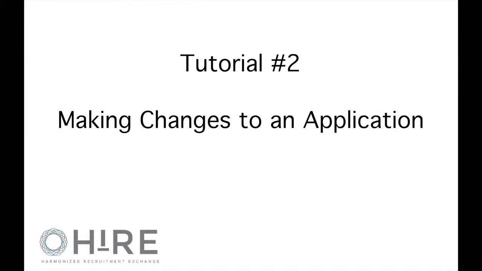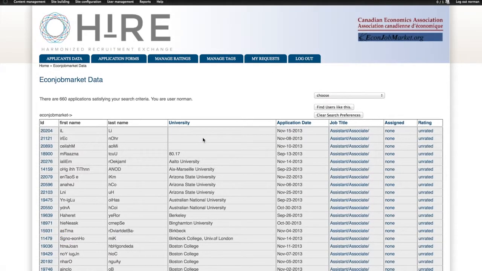In this tutorial, we're going to learn how to manipulate an existing database in order to update information or add and remove parameters to search by. To do this, we need to move beyond the Applicants Data tab, but before we go into the details, we'll take a quick overview of what each tab does.